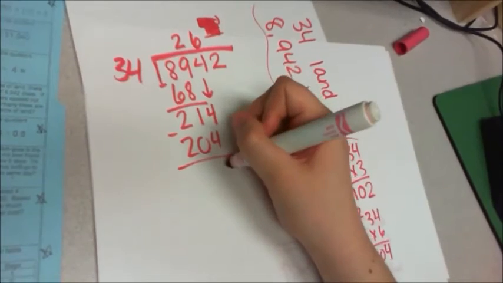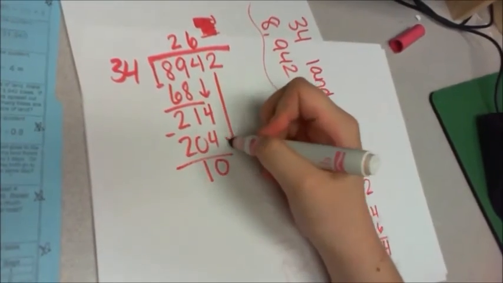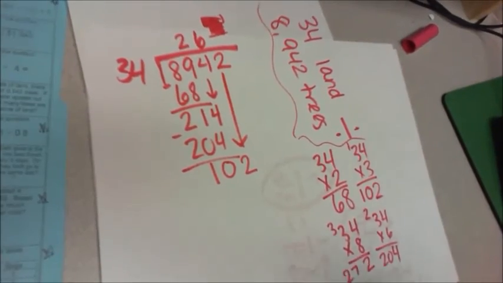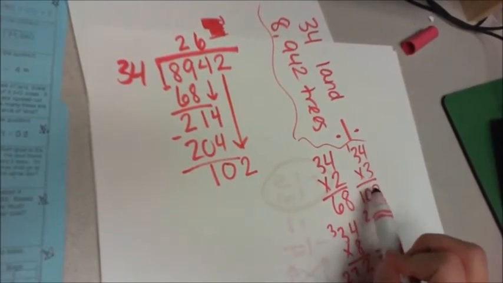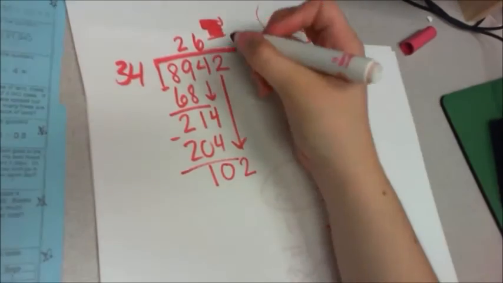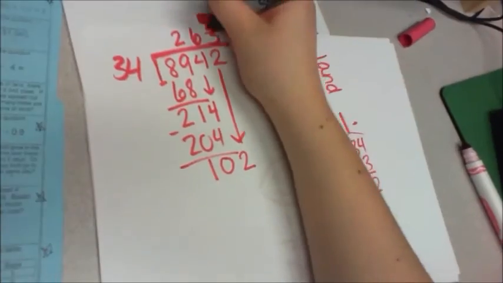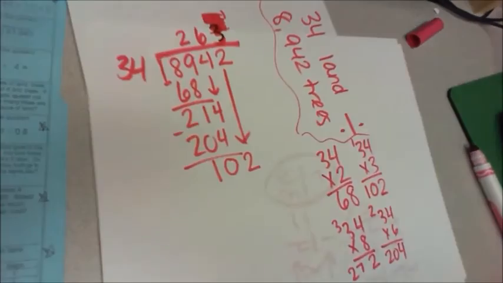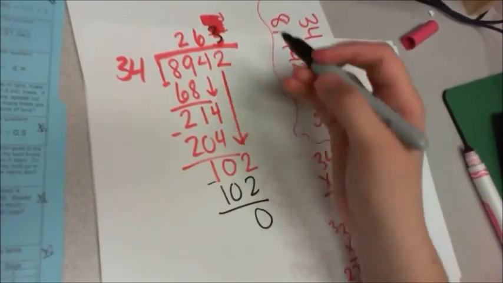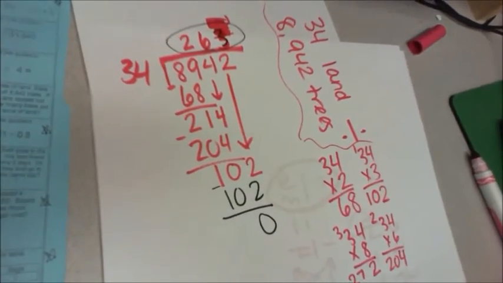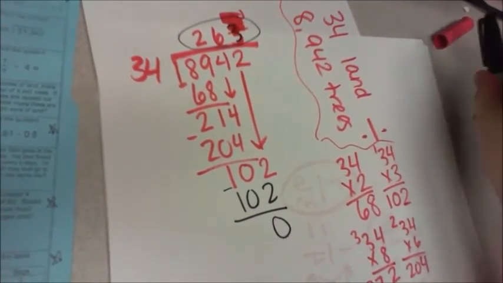Let's subtract. 4 minus 4 is 0. 1 minus 0 is 1. Bring down the 2. Well, we already solved earlier how we can get to 102. 34 times 3 gives us 102. So a 3 on top. Sorry, I'll do it in the pen again since I messed up. 3 times 34 is 102. 102 minus 102 is 0, which means there are 263 trees per acre of land.